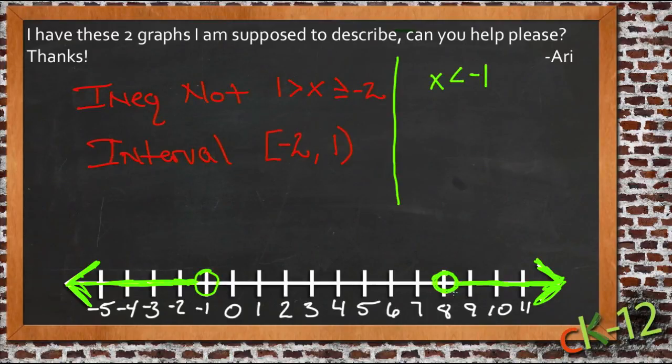And then x can be greater than 8. It can be anything bigger than 8. Or x is greater than 8. So this one's really two different inequalities, right? It's either less than -1 or greater than 8. So either way works fine.